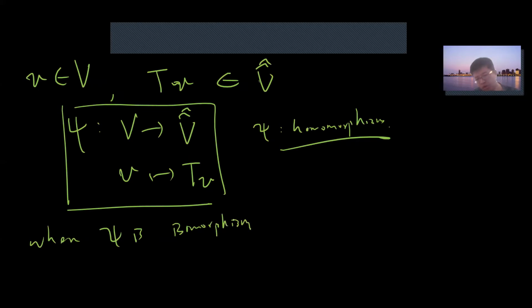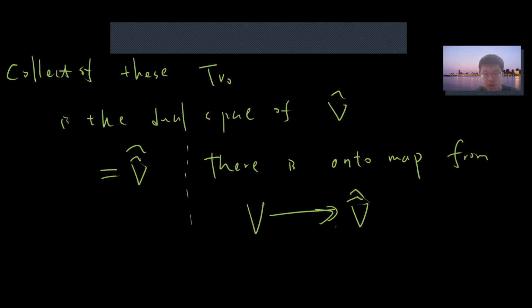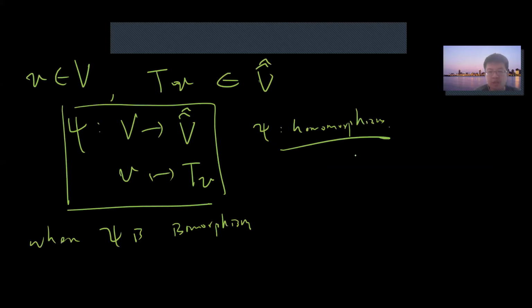Let me see. I think the claim that psi is an isomorphism is not true. You can only find the map from V to the second dual. It is not guaranteed that it is an isomorphism or onto. I can only say it is a homomorphism.